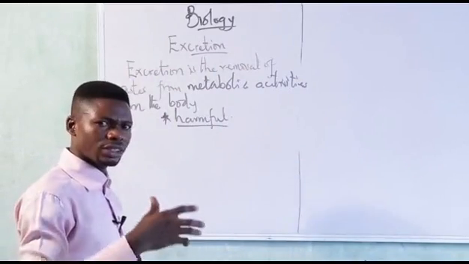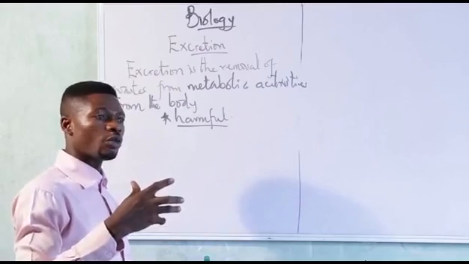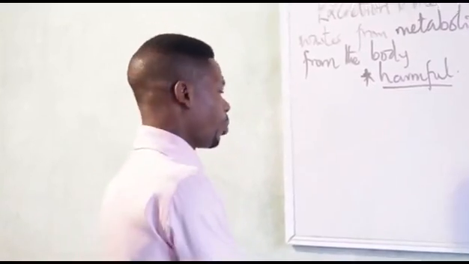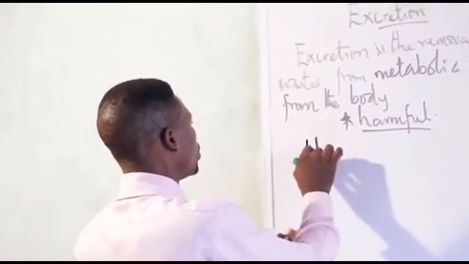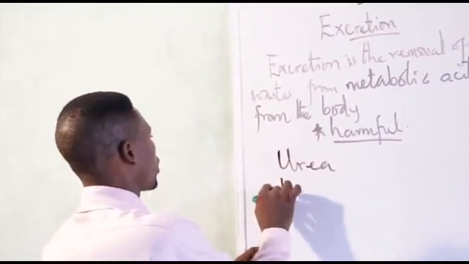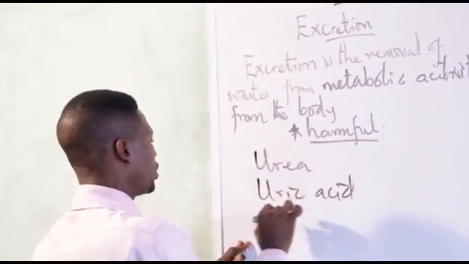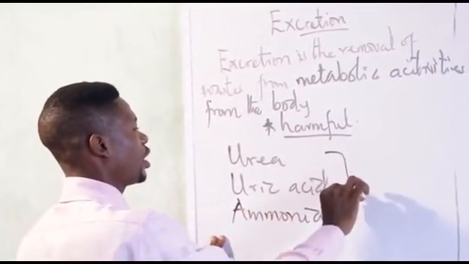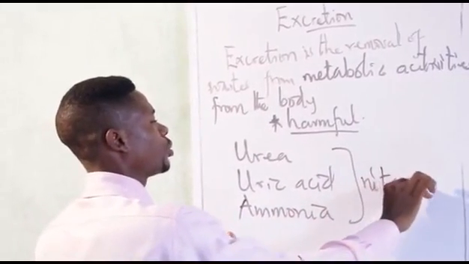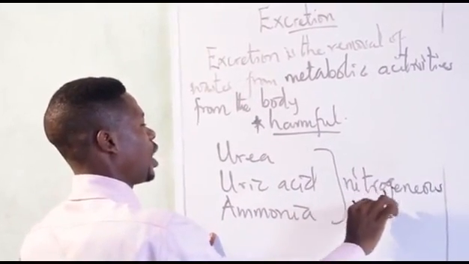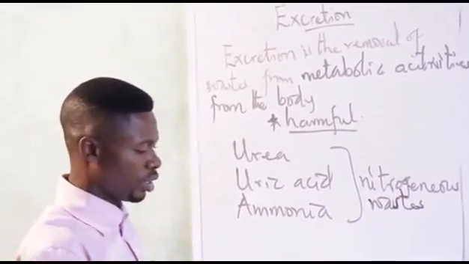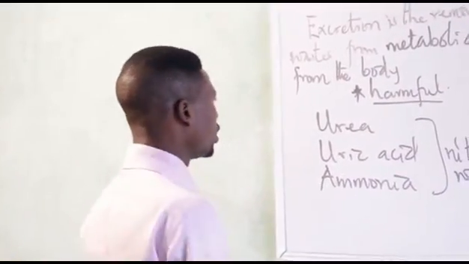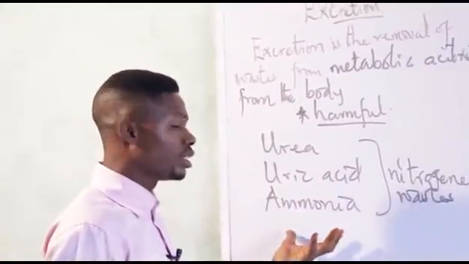Now, what are these metabolic waste materials that we are to remove from the body? Number one, we are to remove urea, uric acid, and ammonia. I will categorize these as nitrogenous waste. Actually, this is where we are going today. We want to see how urine is formed in the body. Do not forget that. Urea, uric acid, and ammonia.